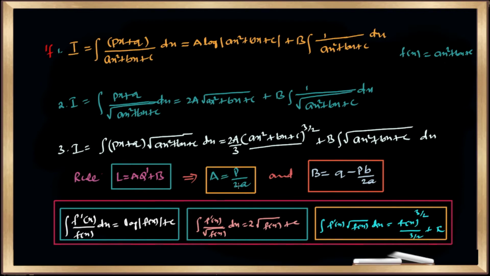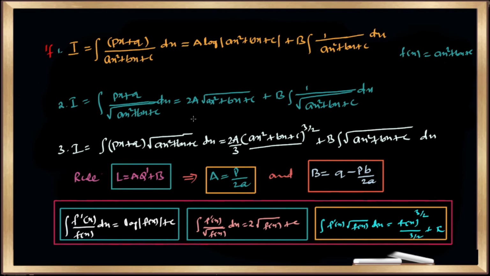So formula of A is P by 2A and formula of B is Q minus PB by 2A. Using these two formulas, we can find out the values of A and B and substitute them. So if type 1 is given, the answer is always in this form. If type 2 is given, second one, and type 3 is given, this one. So just we have to find the values of A and B. We have to check the options where the A, B are satisfying.